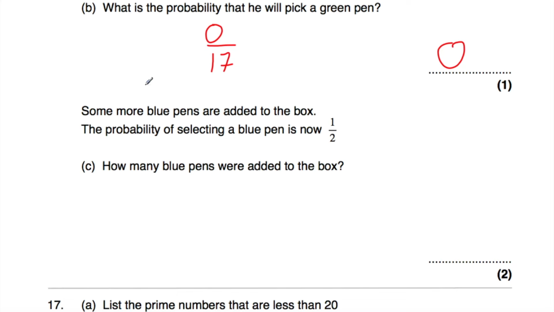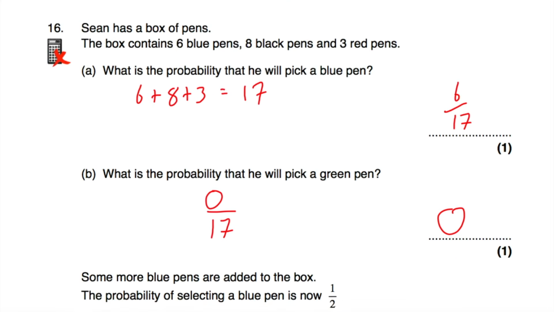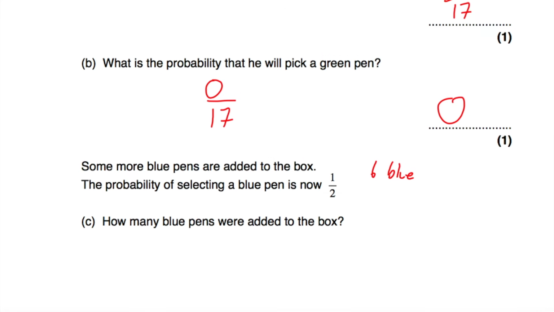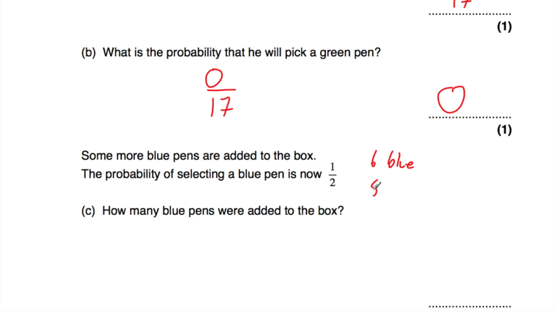Then if we carry on, we're told that some more blue pens are added to the box. So let's write down what we had. We had 6 blue, 8 black, and 3 red. Some more blue pens are added to the box, and we're told the probability of selecting a blue pen now is a half. Part C says how many blue pens are added to the box.